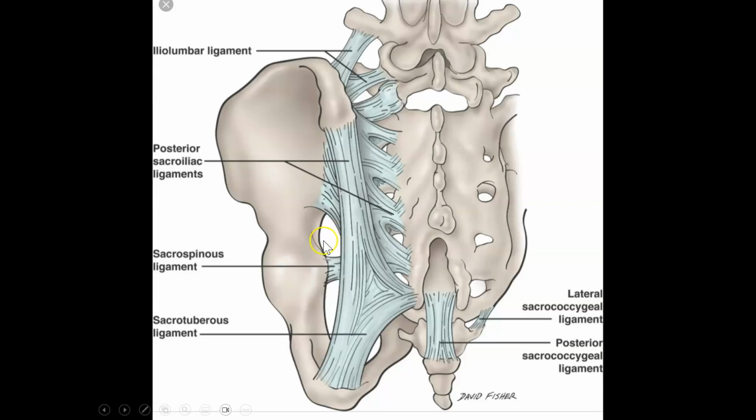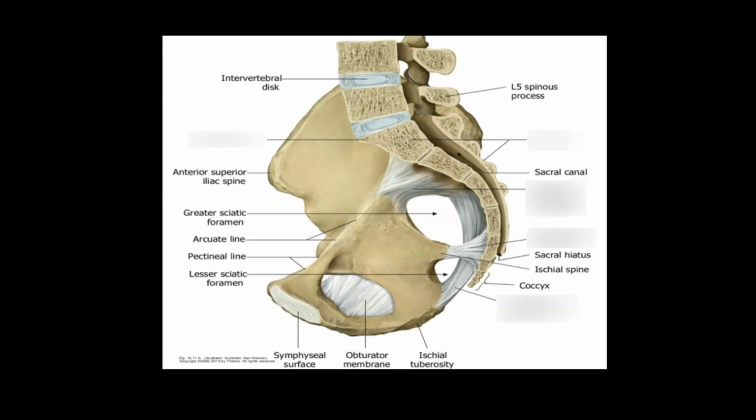Of course, the sciatic nerve, the piriformis muscle, and many muscles are exiting from the pelvis to the thigh through the greater sciatic foramen. And also here you can find some ligaments between the sacrum and the coccyx, what we call the lateral sacrococcygeal ligament and the posterior sacrococcygeal ligament. Of course, if there is posterior, there is anterior sacrococcygeal ligament.